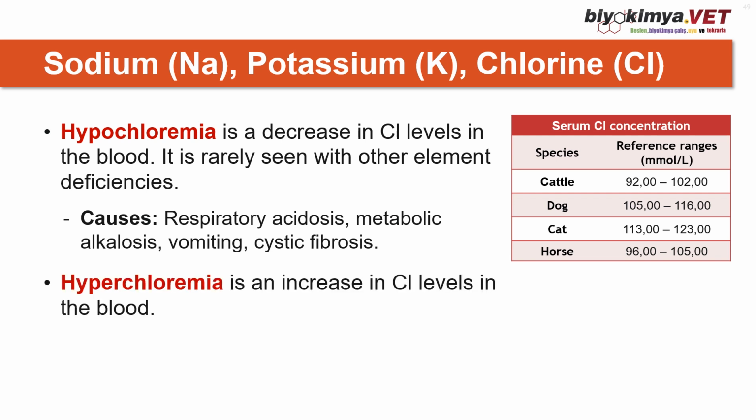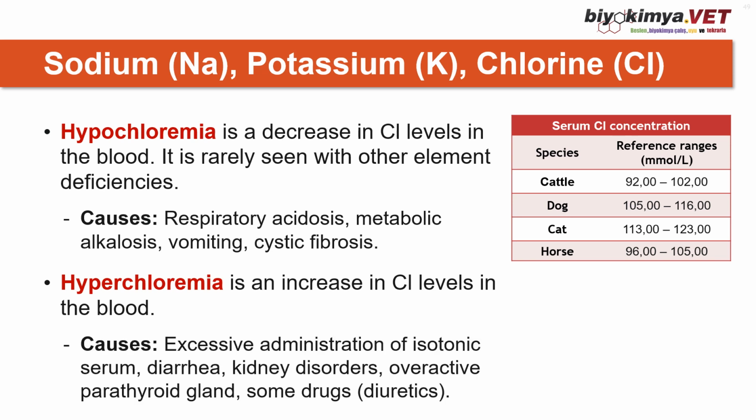Hyperchloremia is an increase in chlorine levels in the blood, and the causes are excessive administration of isotonic fluids, diarrhea, kidney problems, overactive pituitary gland, and some drugs.